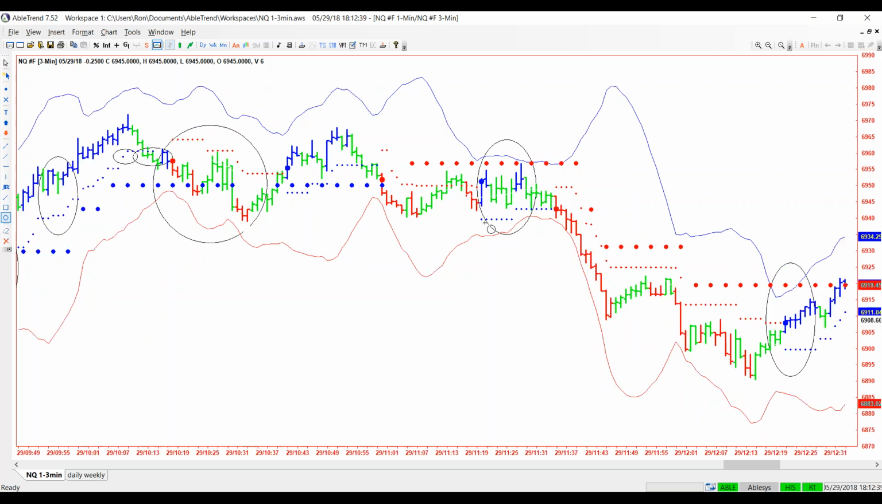What the software is telling us over here is the market's going to go sideways. There's Able Trend resistance above. There's Able Trend support below. You've got red dots above. That blocks the price from going higher. You've got blue dots below. Well, that blocks the price from going lower. So what do you do? You do nothing. It's a no trade zone.